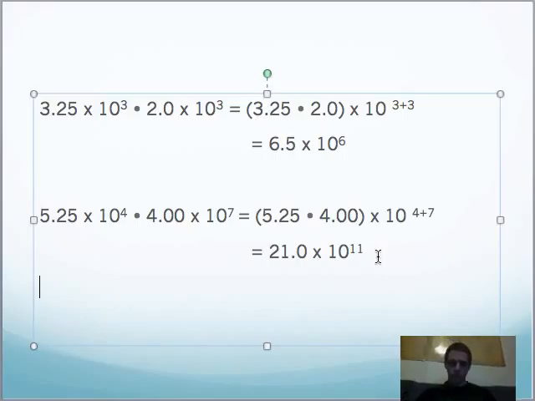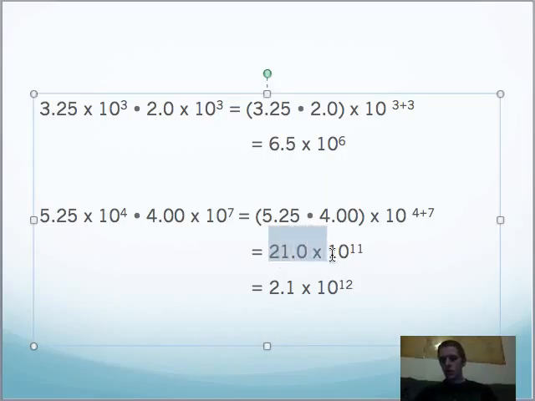So we have to change this a little bit. In order for 21 to be in scientific notation, only one number can be on the left-hand side of the decimal. So 2.1. But now, you can't just change the decimal point. Since we moved it to the left, we also have to increase our power by 1. So 21 times 10 to the 11th power is the same thing as saying 2.1 times 10 to the 12th power. We move the decimal point 1 to the left, therefore we have to increase our power by 1.